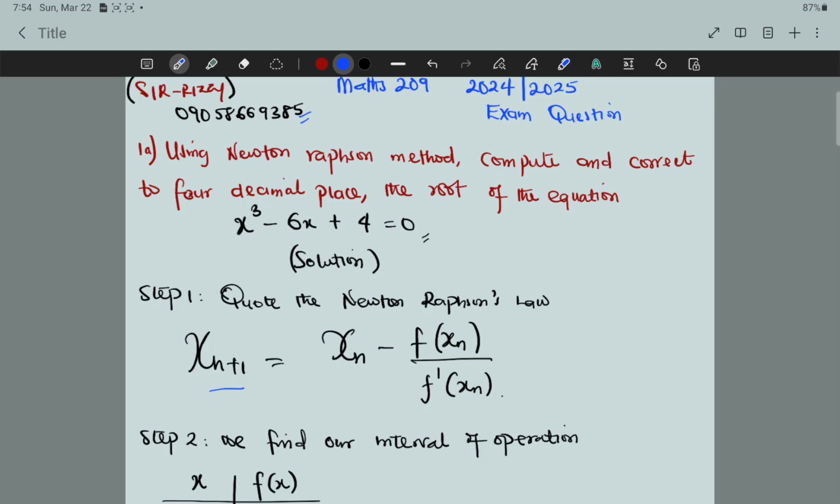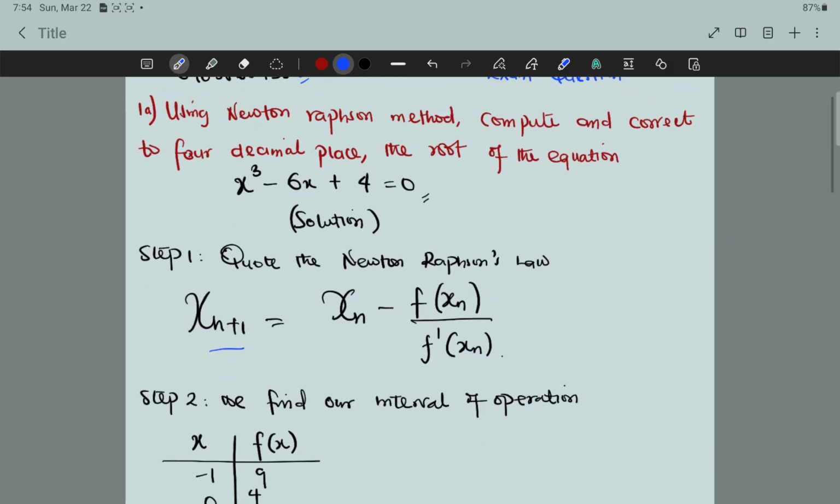Using the Newton-Raphson's method, compute, and I'm solving number 1A. Using the Newton-Raphson's method, compute, correct to 4 decimal places, the root of the equation. This is the function itself: x to the power of 3 minus 6x plus 4.